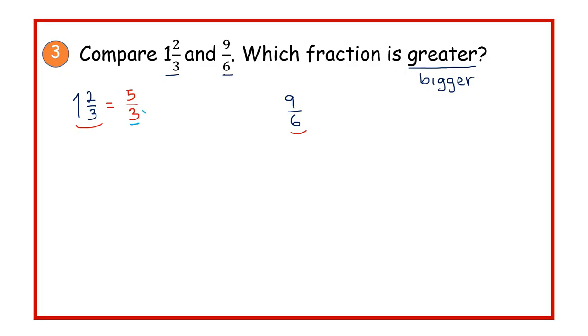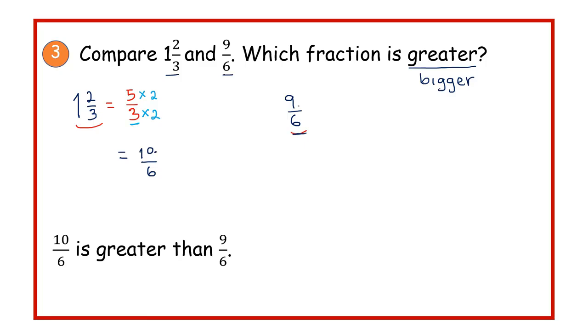So we can multiply 3 by 2 such that we get 6, but also we multiply 5 by 2 and we come up with 10 out of 6. So we have 10 out of 6 and 9 out of 6. And you can see that 10 is bigger than 9. Therefore, 10 out of 6 is greater than 9 out of 6.